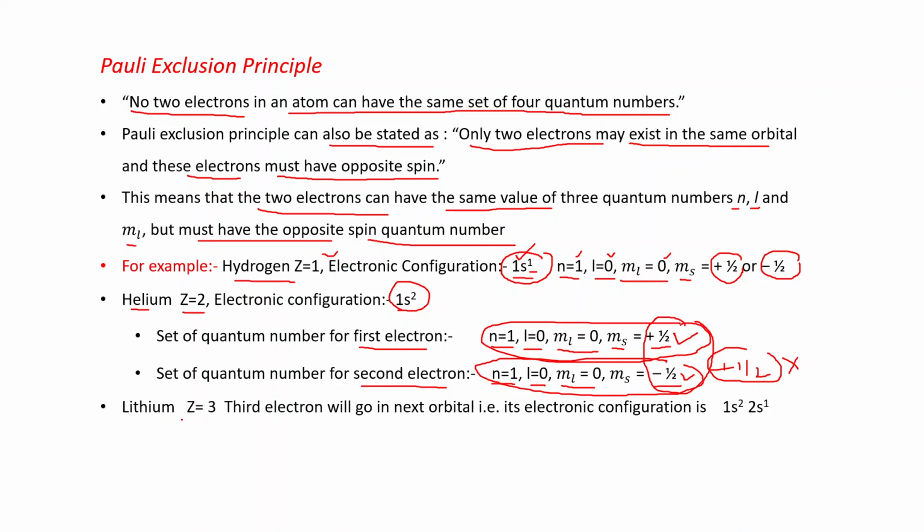Next example is lithium. If Z is equal to 3, then definitely the third electron will go into the next energy level. That is, after 1s, electron will go into 2s. That's why the electronic configuration of lithium becomes 1s2, 2s1. This is Pauli exclusion principle.